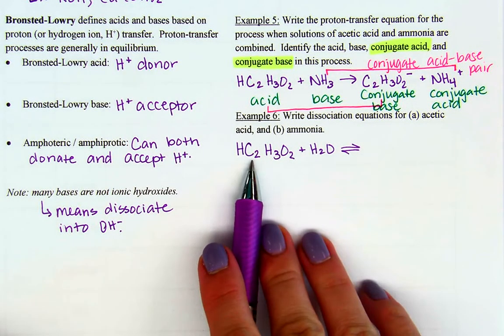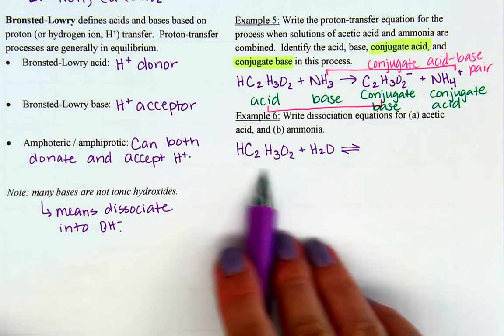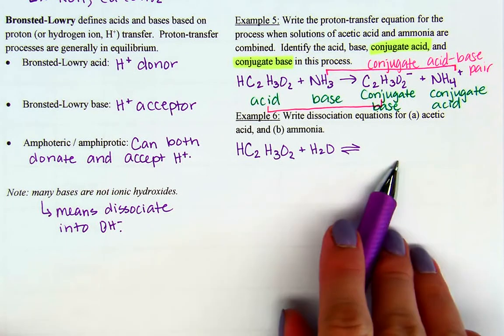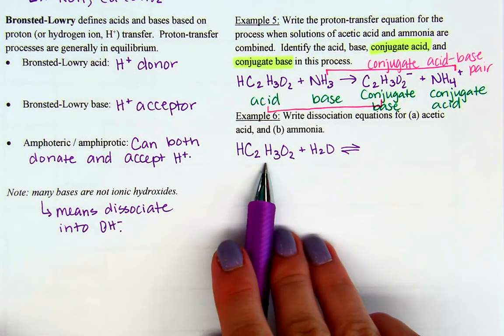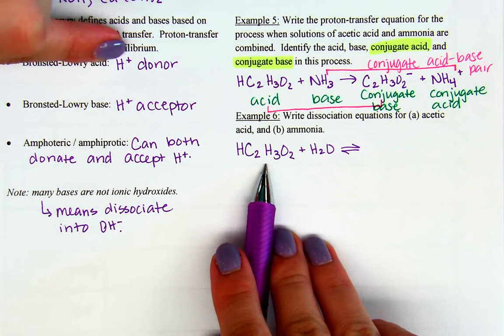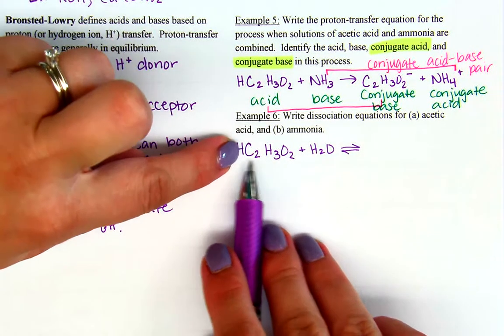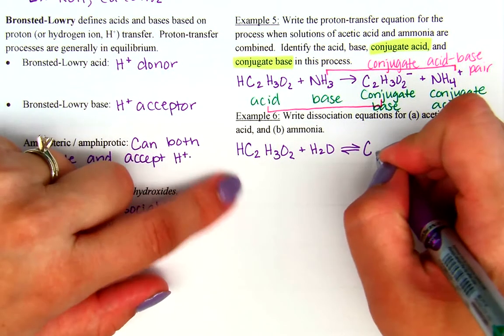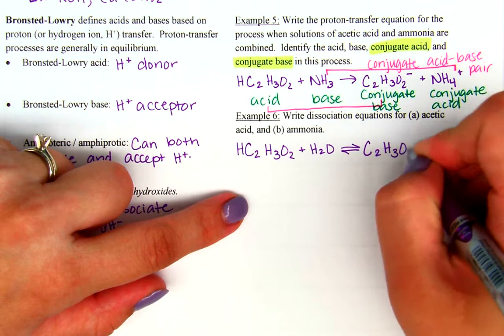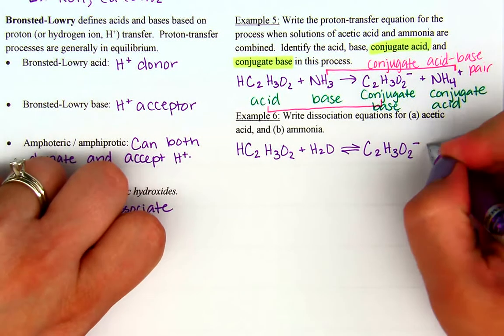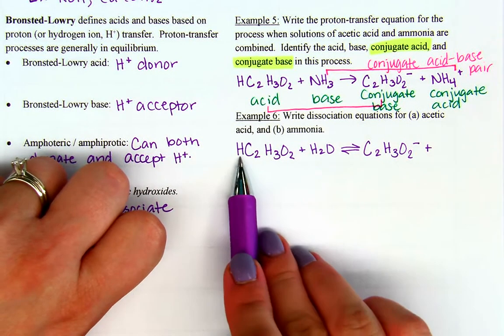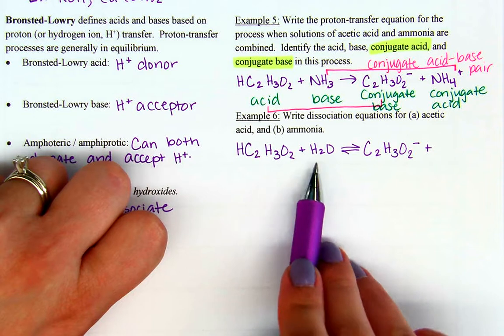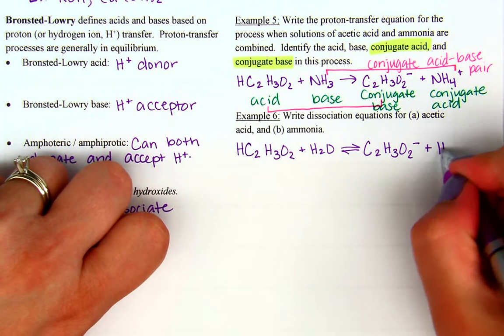Because we have a weak acid here, it only dissociates partially, so it's going to go back and forth in equilibrium. Since this is an acid, it donates a proton, so we're going to get rid of this H and a positive charge, and be left with C2H3O2 minus, plus that hydrogen ion got transferred to water. And so now we have H3O plus.